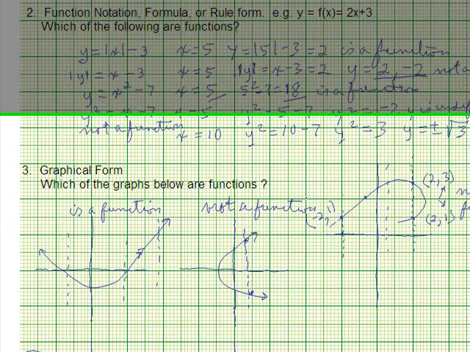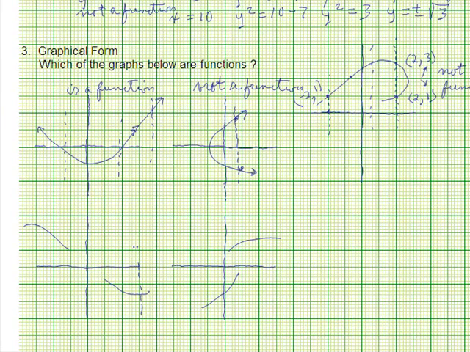I go to my third graph. I draw a vertical line over here. I only hit the function once. Draw a vertical line here. Only hit the function once. Draw a vertical line here. Don't hit the function at all. That's okay. You just can't hit it twice. So this is a function.